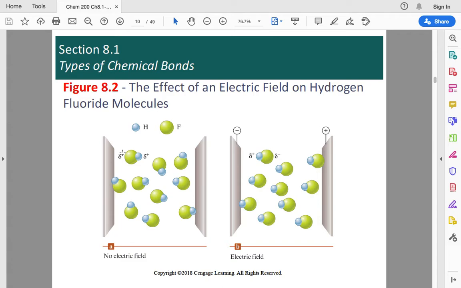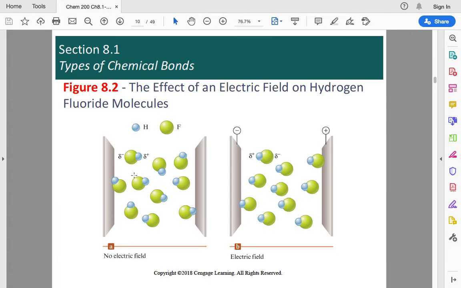Now please make the distinction here. This is not an ionic compound. HF is a covalent compound. This is not a cation, and this is not an anion. That's why it has this little delta here. It's a Greek symbol, but for you to understand it better, it means slightly. This is not a real anion and it's not a real cation.